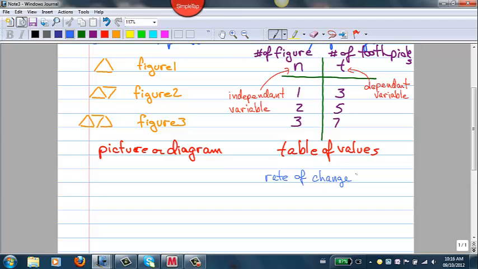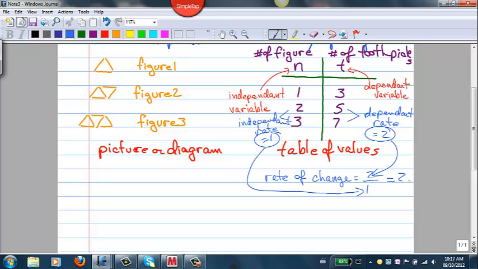We can also talk about something called the rate of change. The rate of change is how much I'm growing by or decreasing by on my dependent variable side. So for instance, if I go from 5 to 7, I'm increasing by 2. My independent variable is increasing by 1. So the rate of change is the dependent over the independent, 2 over 1, or a rate of change of 2. The number of toothpicks increases by 2 every time the figure goes up by 1.